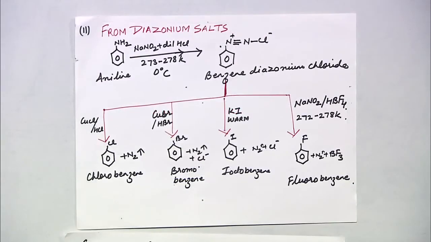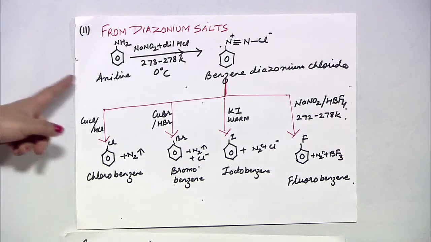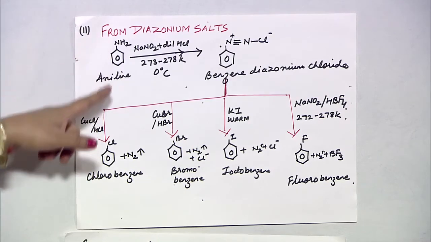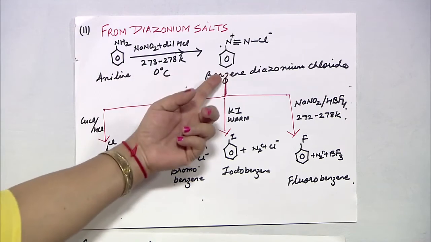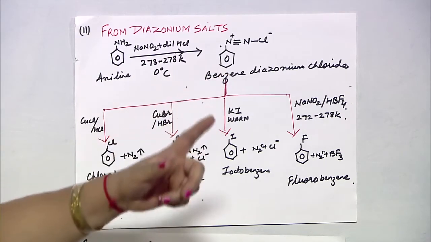You can also prepare haloarenes from diazonium salts. First of all, let us form a diazonium salt. Benzene having an NH2 group is called aniline, which is reacted with NaNO2, sodium nitrite, and dilute HCl, and the temperature is maintained at 273 to 278 Kelvin or 0 degrees Celsius. You form the product called benzene diazonium chloride. You see the structure, how it is made, which is most important.